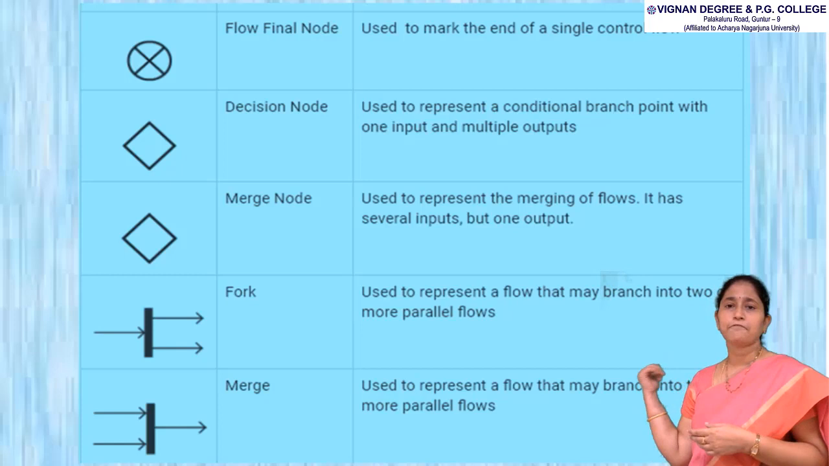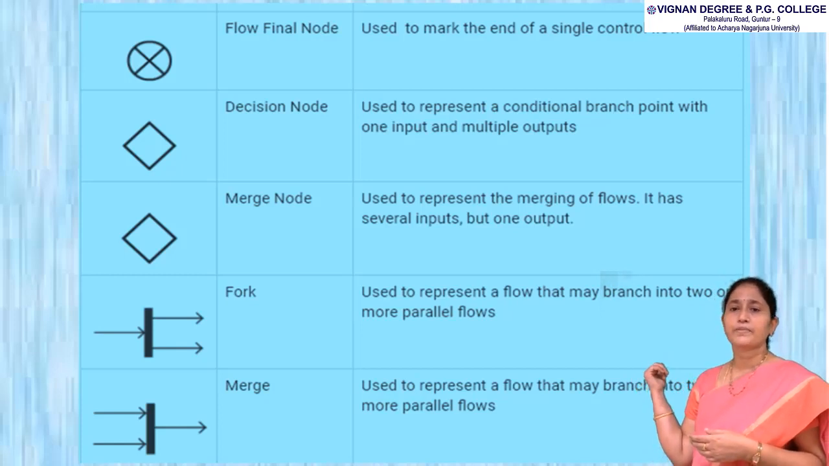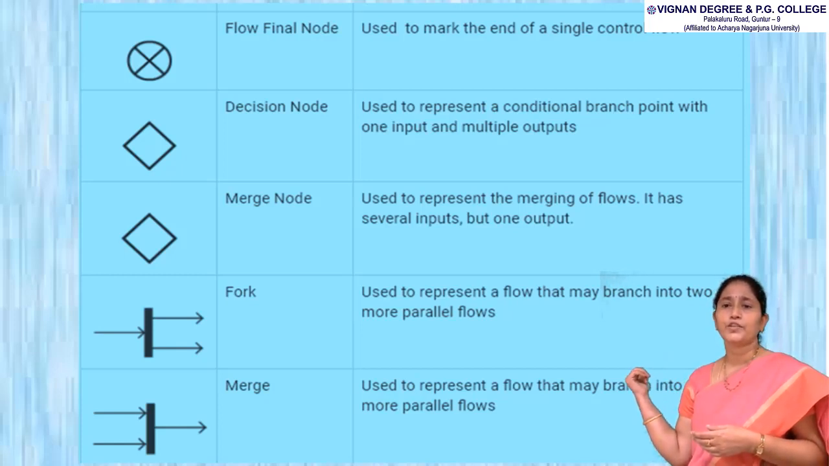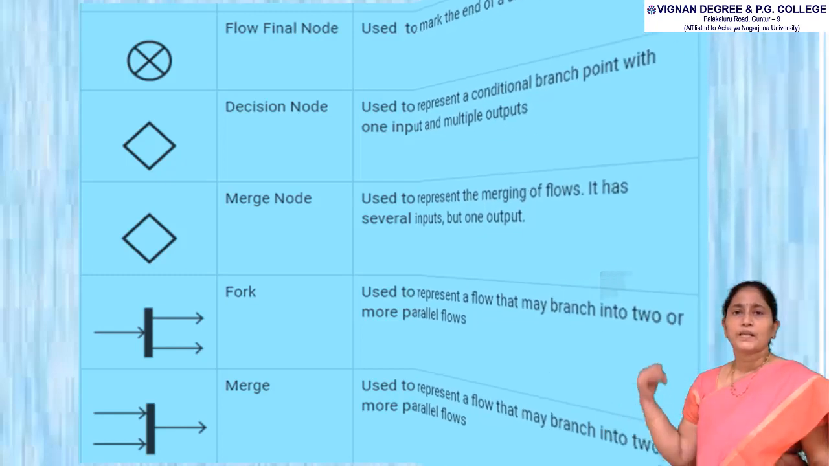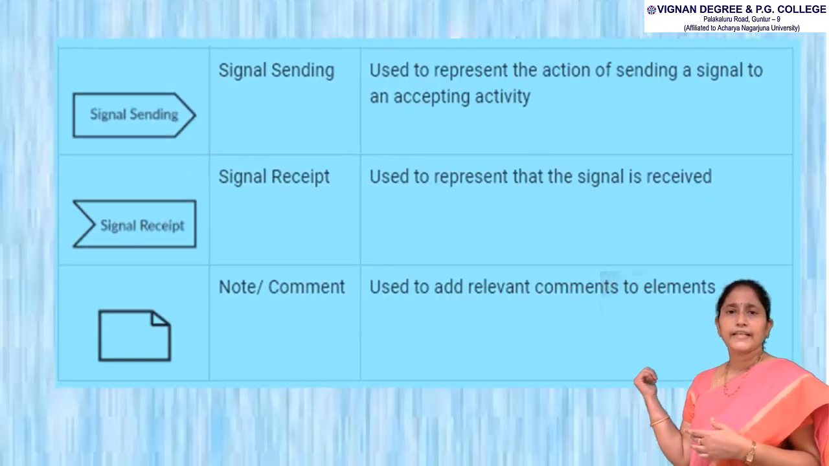And the next symbol is a fork. This symbol is used to represent the flow that may be branched into two or more parallel flows. And the last one is the merge symbol. This is used to represent a flow that may be branched into two or more parallel flows. Some of the symbols are signal sending, signal receipt and note or comment.